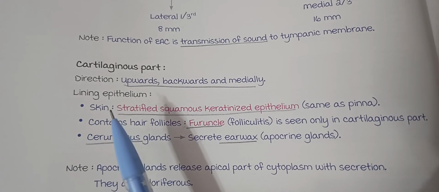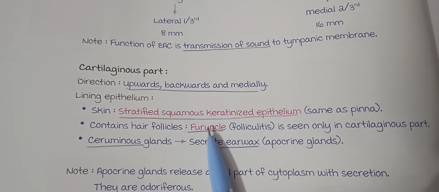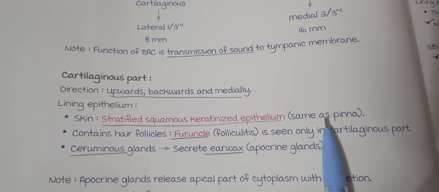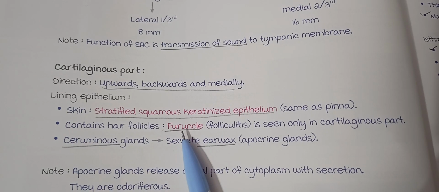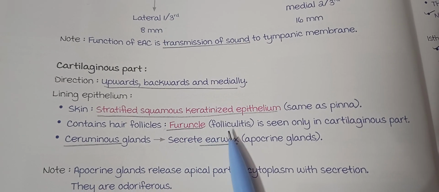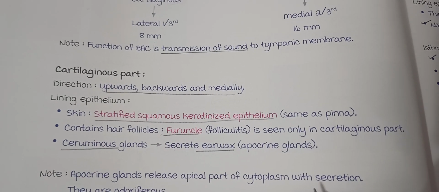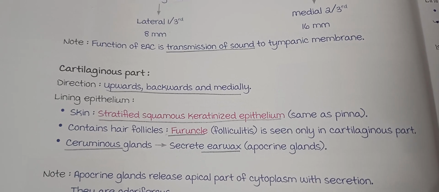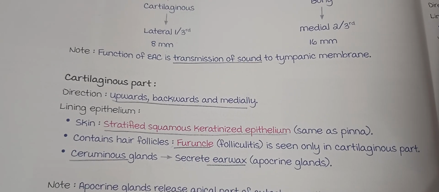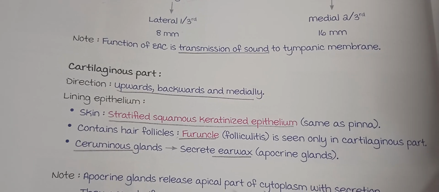Then the lining epithelium is stratified squamous keratinized epithelium, which is the same as the skin and also the pinna. It contains hair follicles, so it can lead to furuncle, that is folliculitis. Now furuncle is only seen in the cartilaginous part because the hair follicles are only present in the cartilaginous part. There is no hair follicle in the bony part, which is quite obvious.